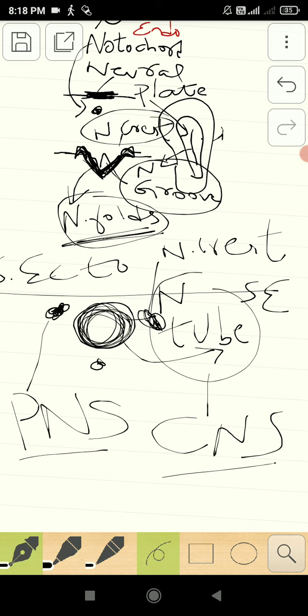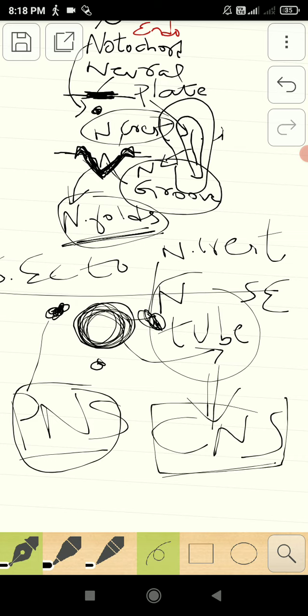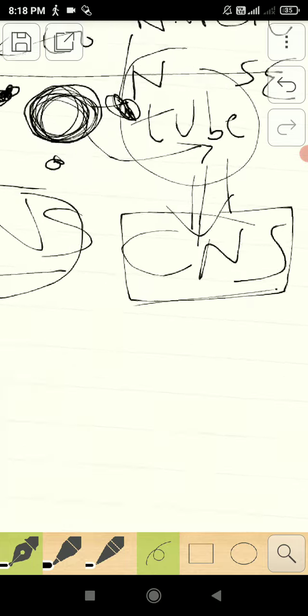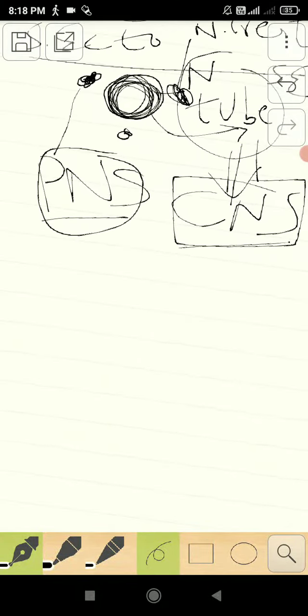The ganglia in the PNS, the sensory ganglia, the autonomic ganglia, the sympathetic ganglia, parasympathetic ganglia, everything is coming from the neural crest. The neural tube will give rise to the CNS: the brain, brainstem, spinal cord, cerebellum, everything is developed from the neural tube. To understand the neural tube further, I will just show you the embryo.